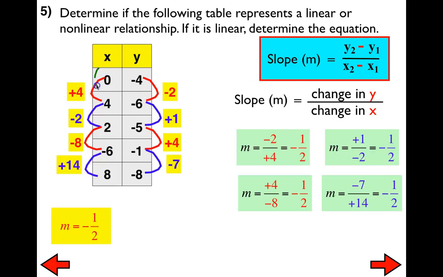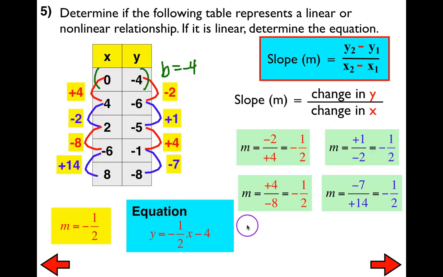In this case, I'm going to say my y-intercept is (0, -4), because again, for the y-intercept, you're looking for when x is 0. So since this is your y-intercept, I would say b is -4. Now that I know what m is and what b is, I can create my equation, which would be y equals -1/2 x minus 4, like so.